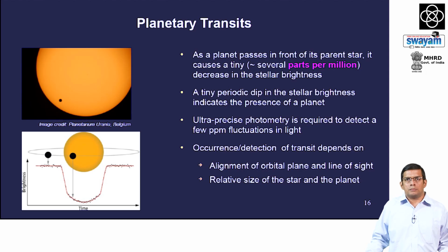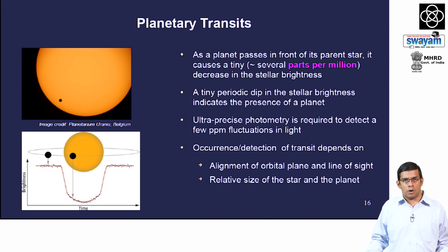The most major method nowadays is the method of transits, which is called planetary transits. The phenomenon is like this: as a planet passes in front of its parent star, it causes a very tiny, that is several parts per million, decrease in the stellar brightness. This is a picture of Venus transiting the Sun, and this is a phenomenon called transits.